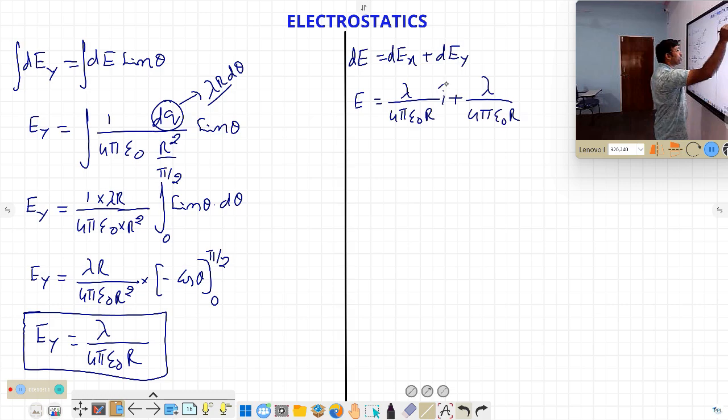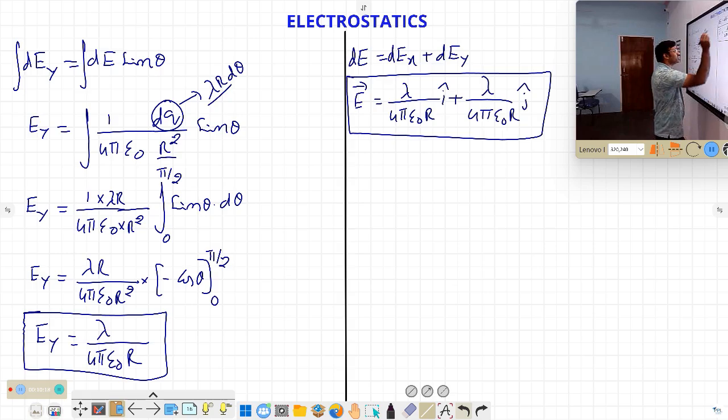This is the i component, and this is the j component. So the electric field due to this quarter part of the circle, which subtends an angle of 90 degrees at the center of the circle, is equal to lambda by 4 pi epsilon naught r i cap plus lambda by 4 pi epsilon naught r j cap. This is the most important formula you have to keep in mind.